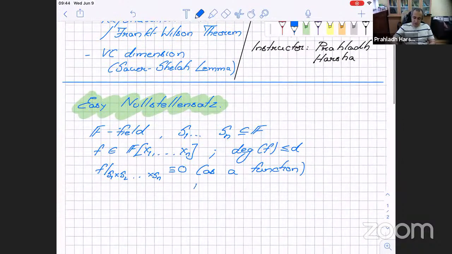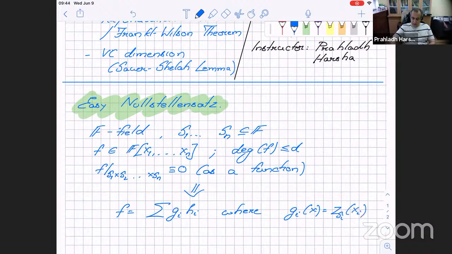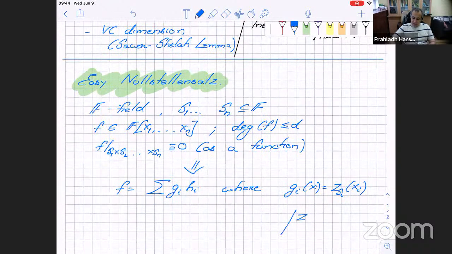So then we want to claim that F can actually be written as the summation of Gi Hi, where Gi of X is actually Z_Si of Xi, and Z_S of any univariate variable is exactly the product of (X minus s) over s in S. It's the univariate polynomial which vanishes on this set. And the degree of Hi is less than or equal to D minus the size of S.